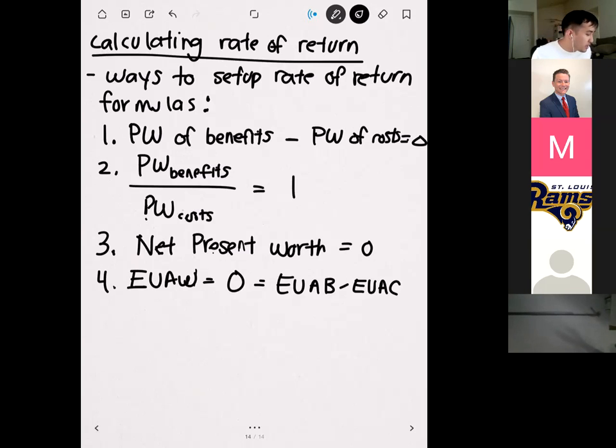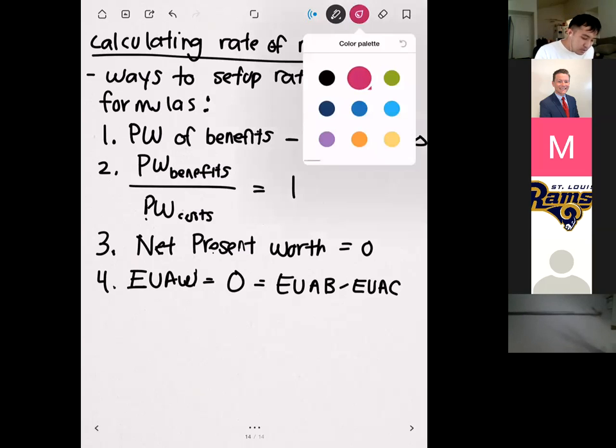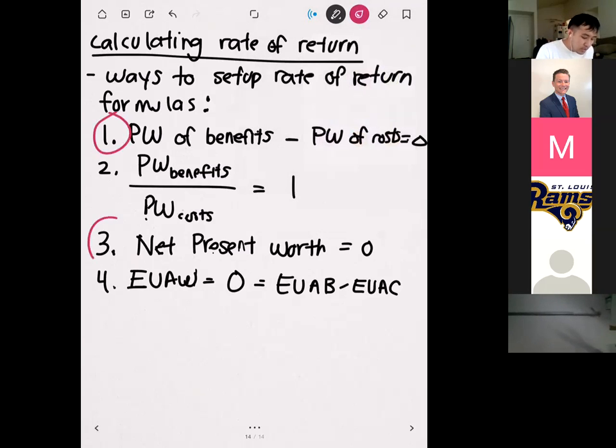It's really just up to you, depending on which way you want to set it up. But for me, usually either number 1 or number 3, which are basically the same thing, are the easiest to do. But again, no matter which method you choose here, you're going to end up with the same thing. All right, any questions on this?